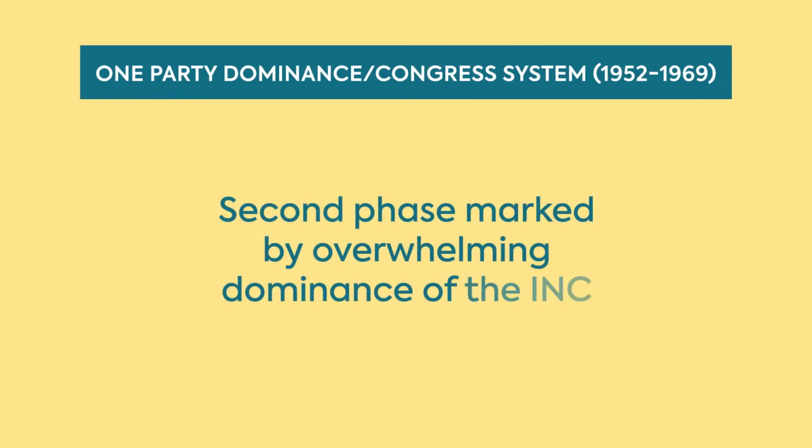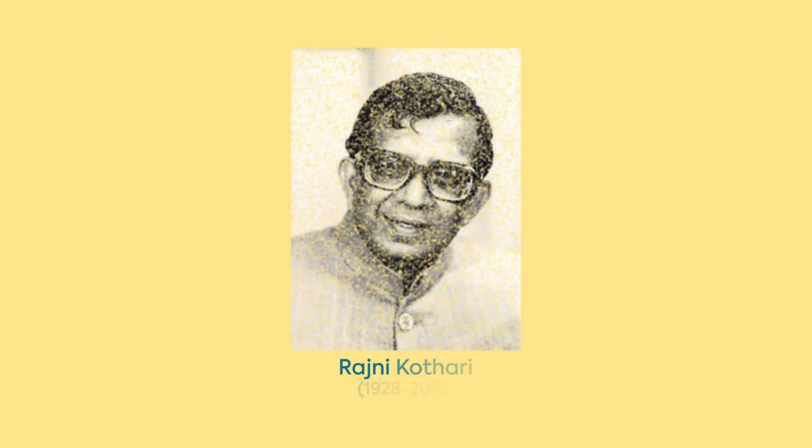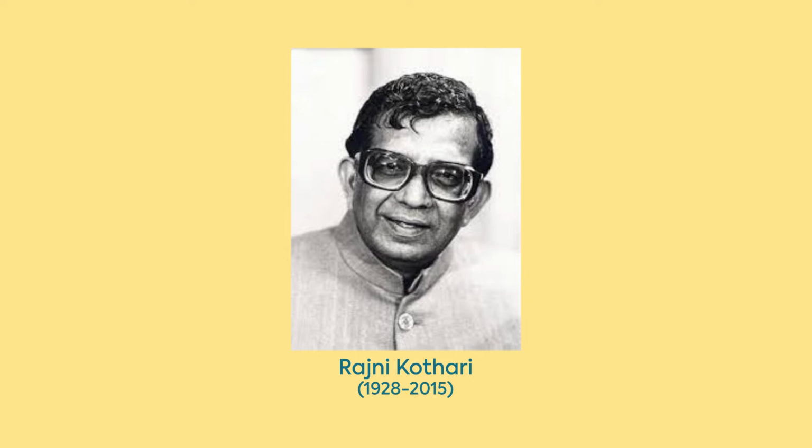Let's come to the second phase, students, which is called the one-party dominance system. The second phase witnessed overwhelming dominance of the Indian National Congress. Rajni Kothari calls this phase the Congress system.